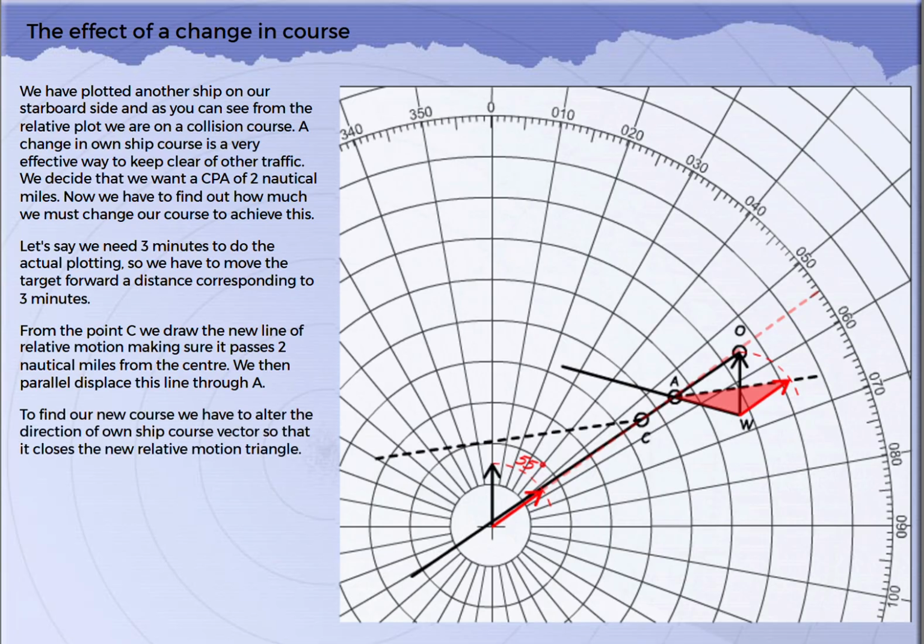To find our new course, we have to alter the direction of own ship course vector so that it closes the new relative motion triangle. As you can see, we must change our course to 0.55 degrees to achieve a CPA of 2 nautical miles.